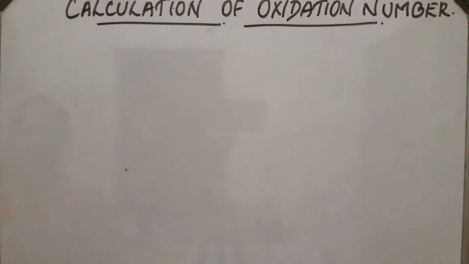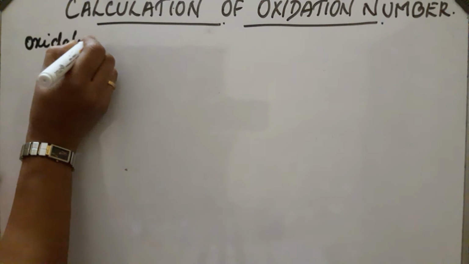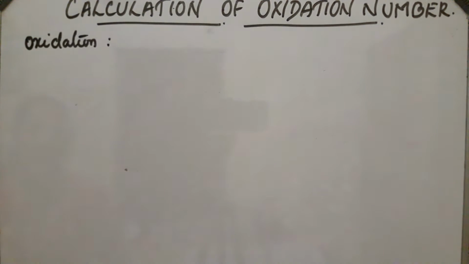Calculation of oxidation number. Before calculating the oxidation number, let us discuss oxidation and reduction in terms of oxidation number. So what is oxidation in terms of oxidation number? Oxidation is defined as a chemical change which occurs an increase in oxidation number of an atom.